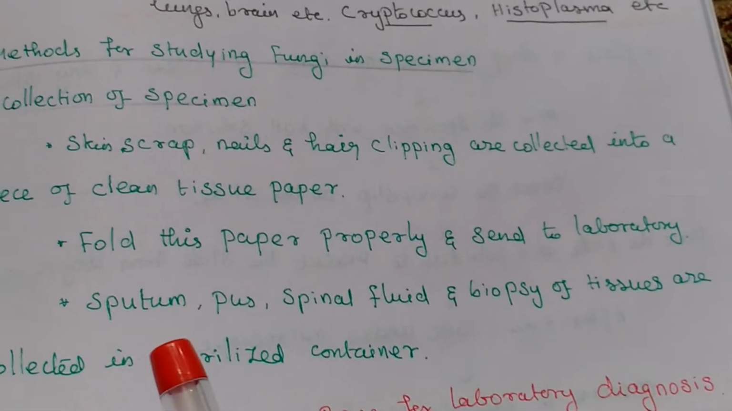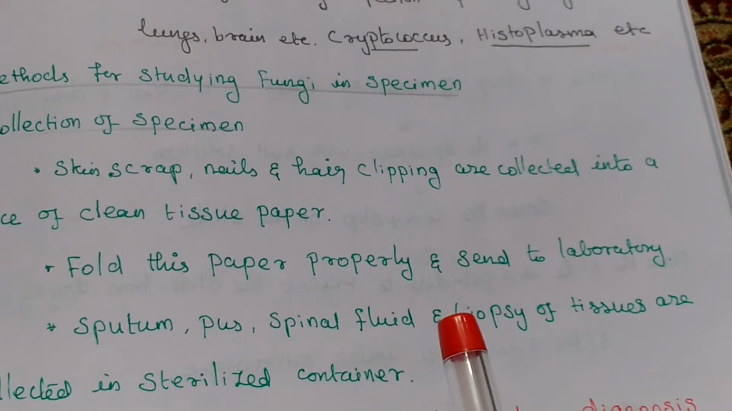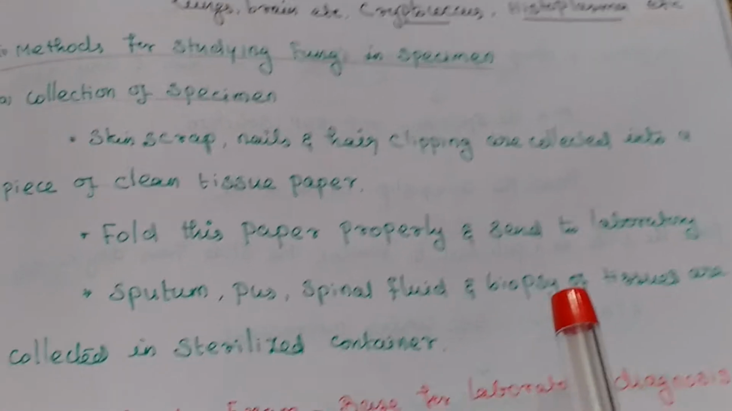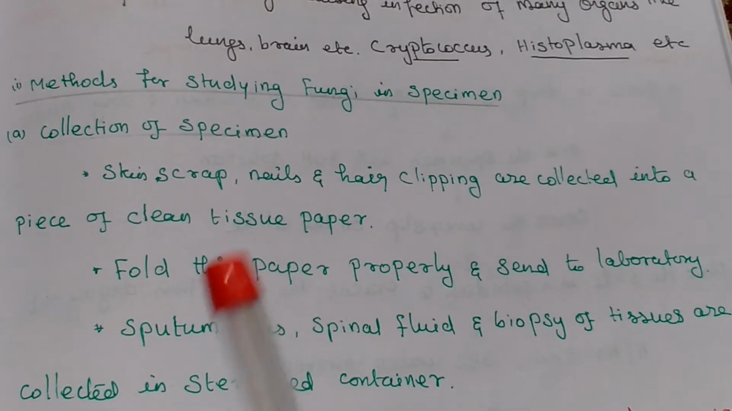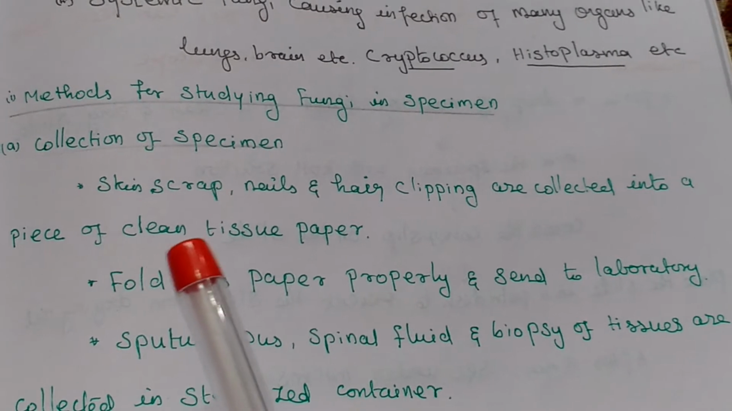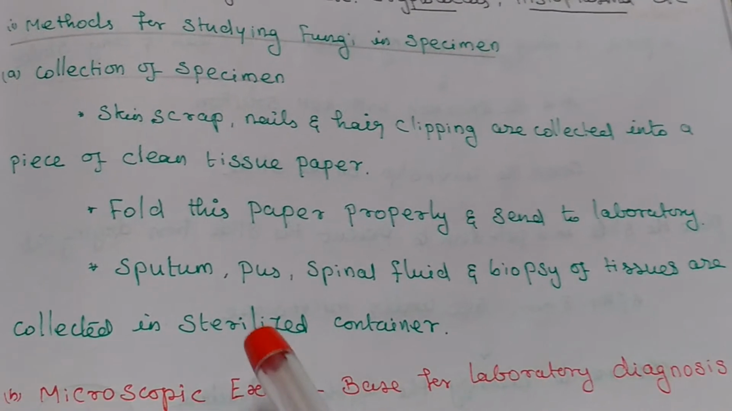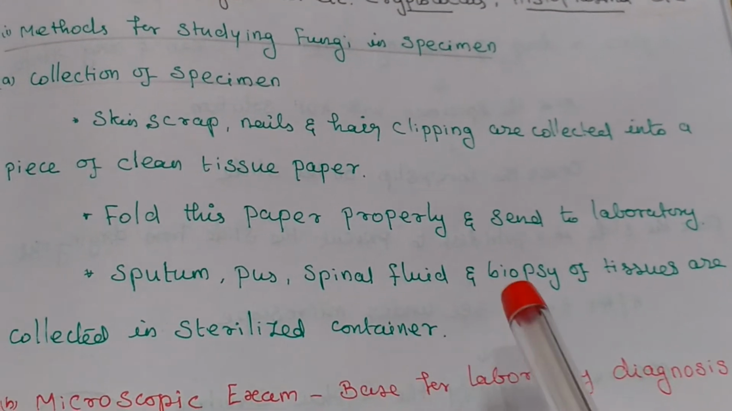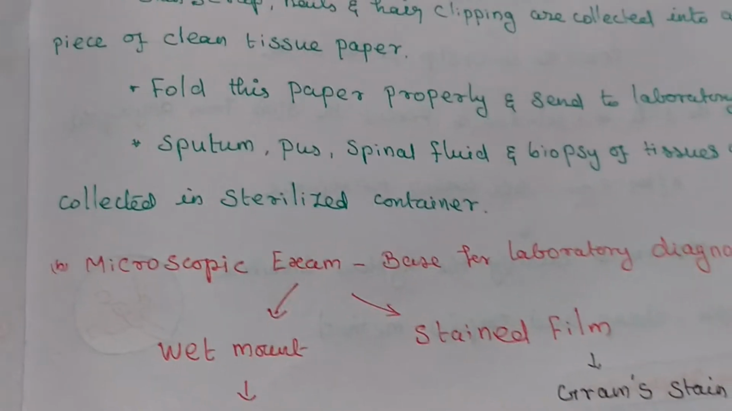In the case of sputum, pus, spinal fluid, and biopsy of tissue, we will collect using a sterile container. So, two different types of sample. Skin, nail, hair means we will collect with the help of tissue paper. In the case of sputum, pus, spinal fluid and biopsy, we will collect in a sterile container.